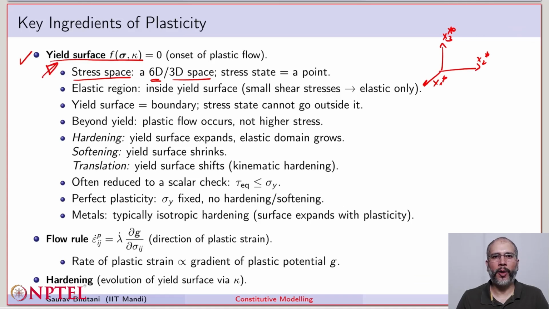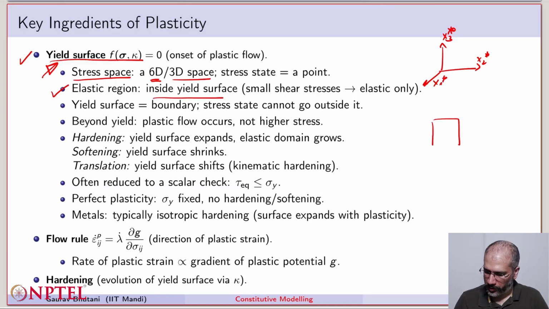Anything beyond this boundary means that the material will plastically deform as a result, and anything on the boundary is called the yield surface. That's the threshold of yielding. Anything inside this yield surface is going to be a safe region, that is elastic deformation. That's the elastic region we're talking about, and that is inside the yield surface.